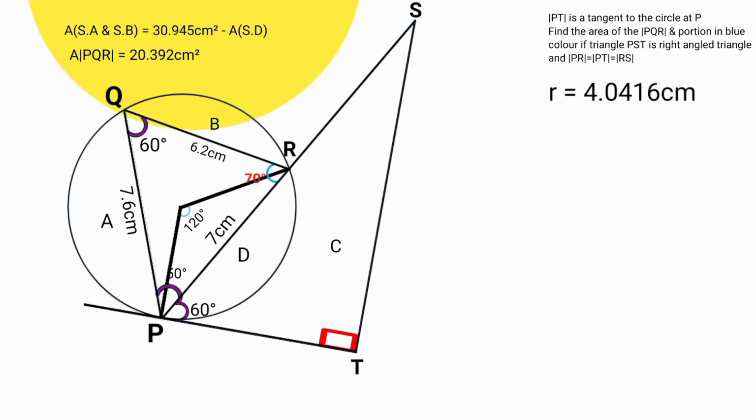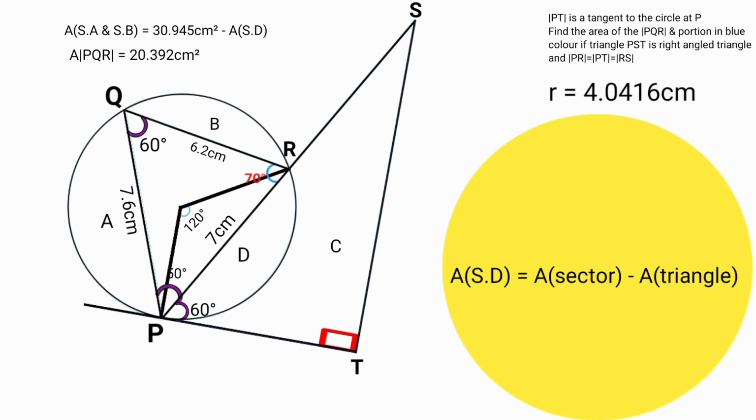What is the area of segment D? To find the area of segment D, since we have this angle here, we apply the formula: area of segment equals area of sector minus area of triangle. Area of sector is theta over 360 pi r squared, and area of triangle is half r squared sine theta. So area of segment D equals theta over 360 pi r squared minus 1 over 2 r squared sine theta.